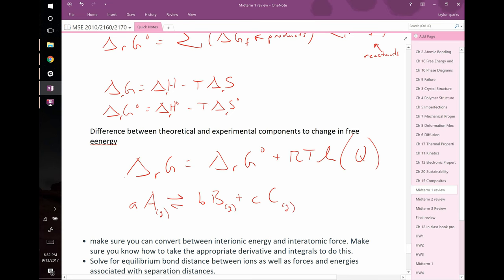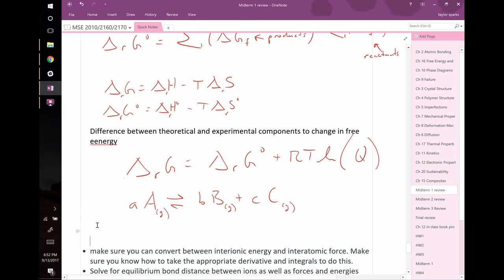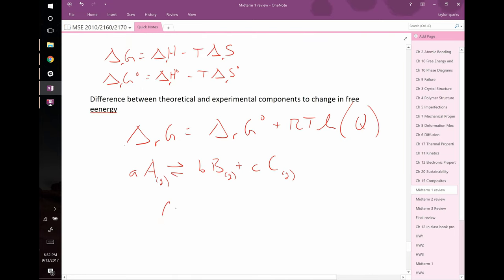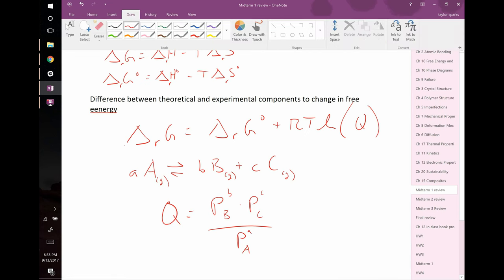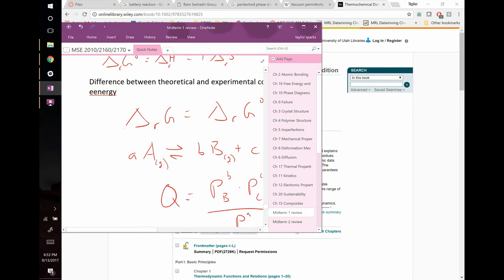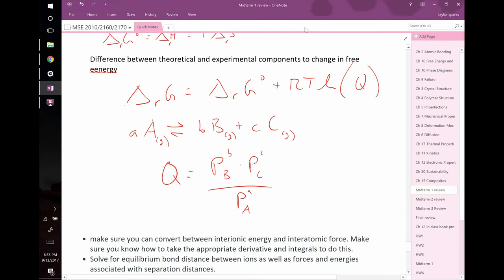Therefore, we can write our reaction quotient, Q, is going to be equal to the partial pressure of gas B raised to the small b exponent multiplied by the partial pressure of gas C raised to the small c exponent divided by the partial pressure of gas A raised to the small a exponent, right? So the way that we break this down is as follows. This is the theoretical component. This is the experimental component.